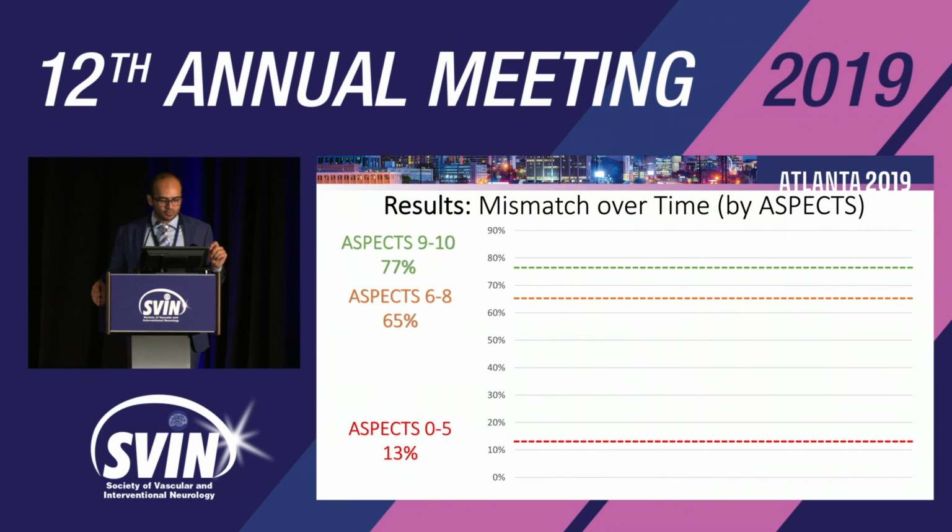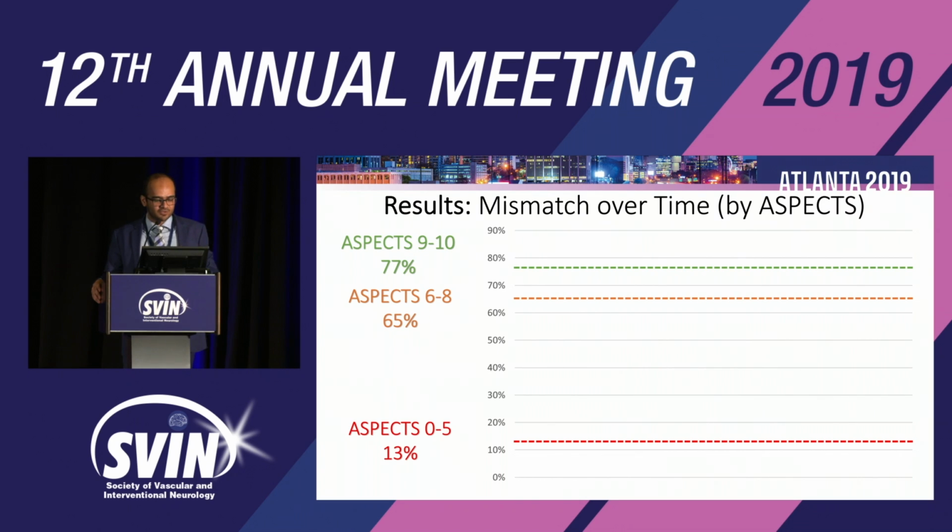But the real question is, when we control for ASPECTS, what is the impact of time on mismatch? Across 24 hours, on average, of patients with ASPECTS of 9 to 10, 77% had a DAWN-defined mismatch. In ASPECTS 6 to 8, it dropped down to 65%. In low ASPECTS, less than 6, it was very low. Only 13% had a DAWN mismatch. On average, mismatch declined by 5.5% for every ASPECTS point.